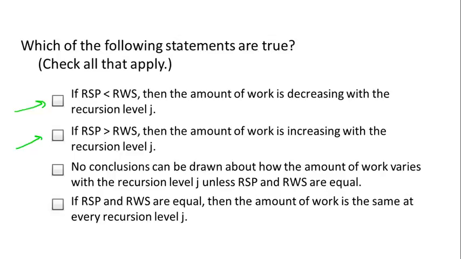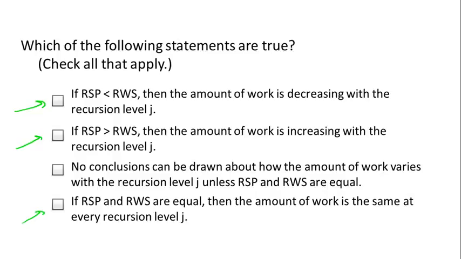Given that these two are true, the third one is false. We can draw conclusions depending on whether the rate of subproblem proliferation is strictly bigger or strictly less than the rate of work shrinkage. And finally, the fourth statement is also true. This is the perfect equilibrium between the forces of good and the forces of evil. Subproblems are proliferating, but our savings per subproblem is increasing at exactly the same rate. The two forces will then cancel out, and we'll get exactly the same amount of work done at each level of the recursion tree. This is precisely what happened when we analyzed the merge sort algorithm.